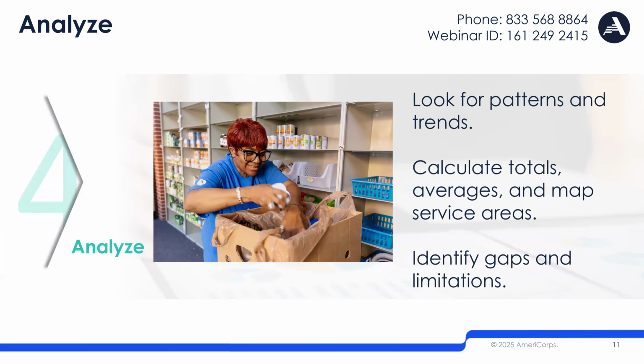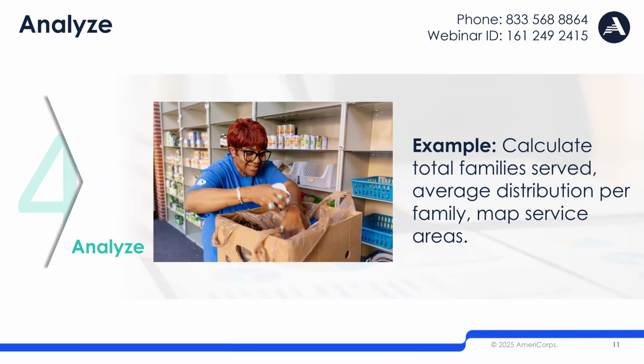When we enter the analyze stage, we're looking for the story in our numbers. How many families did we help? What's the typical amount of food per family? Where are most of our participants coming from? We also need to be honest about what our data can't tell us.